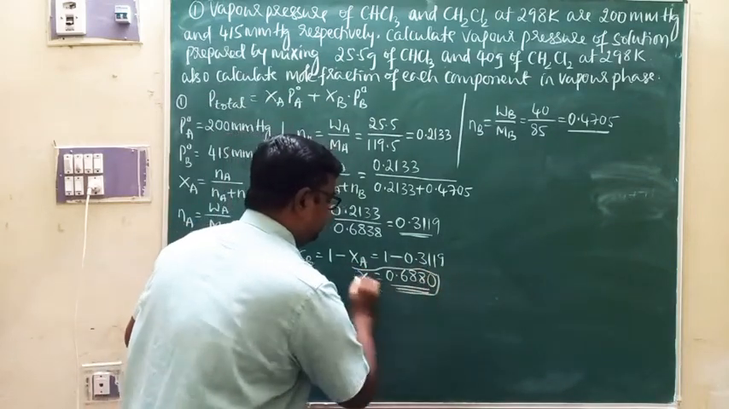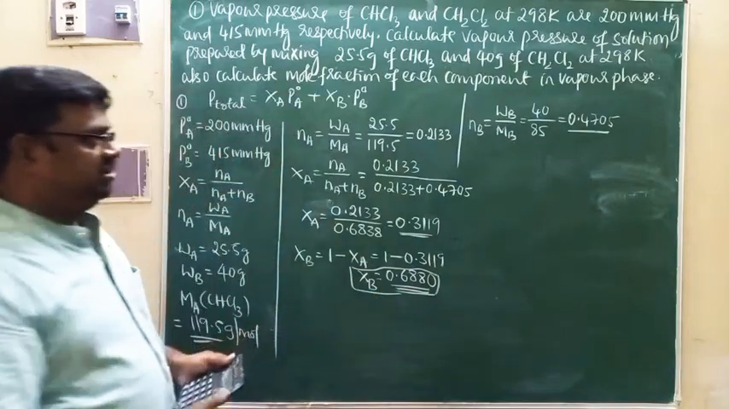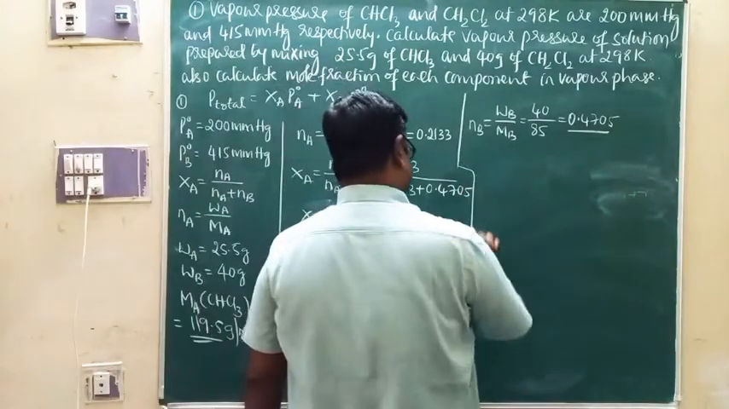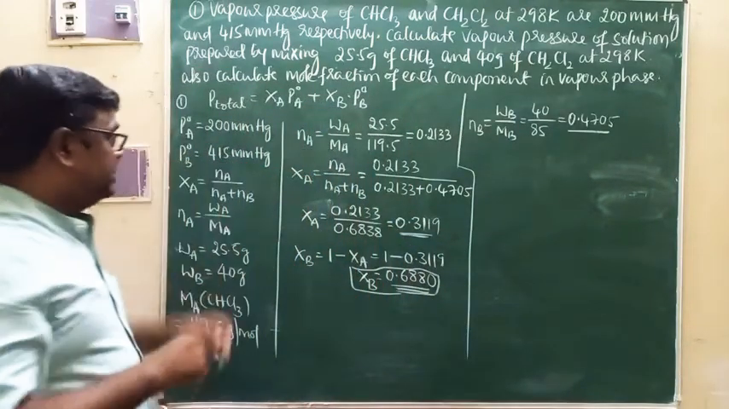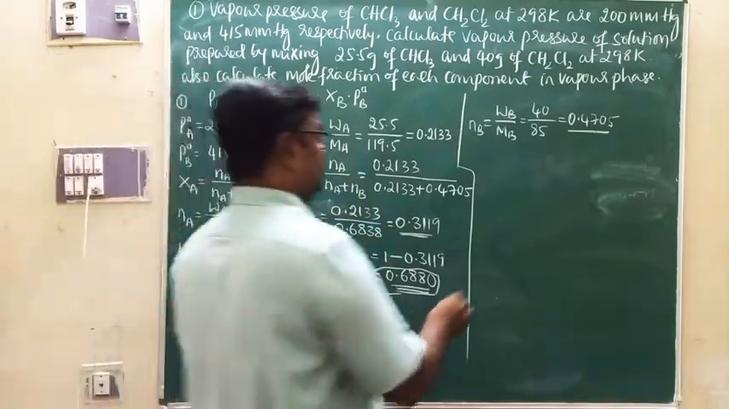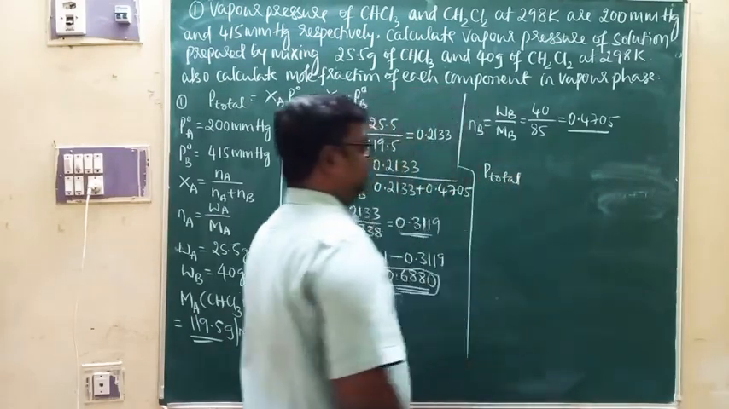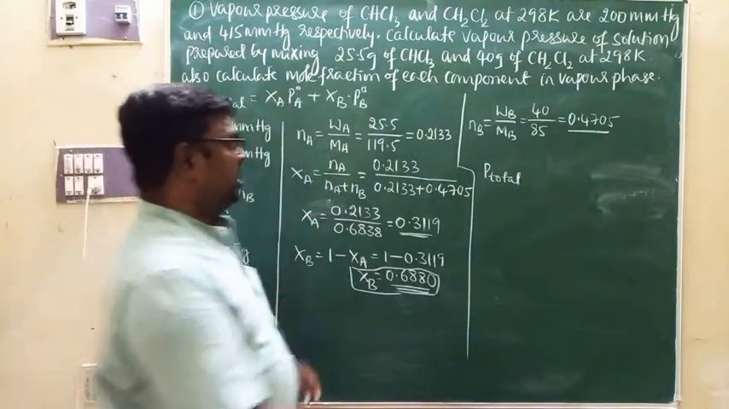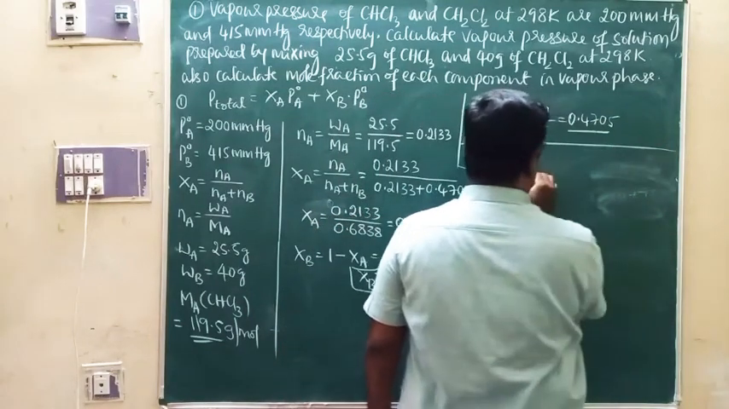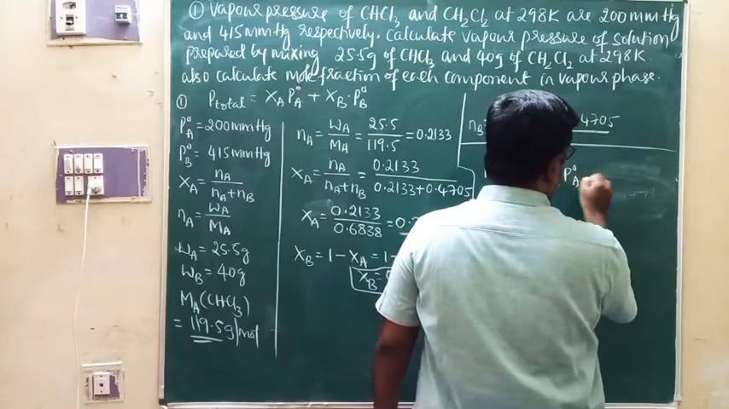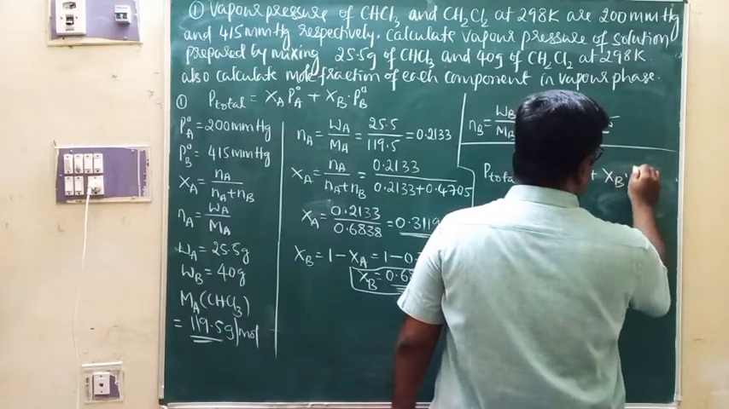XA is known and XB is known. If you know the XA and XB values, you can decide the total vapor pressure of the solution. That is, P total is equal to XA into P naught A plus XB into P naught B.